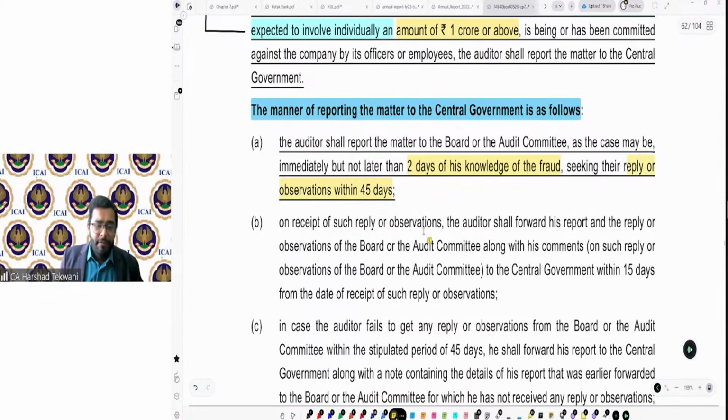On receipt of the observation or response from the management or board of directors, the auditor is required to forward his report and the reply he has received from the board or directors to the central government within 15 days from the date of receipt of such observation. So the next time limit is within 15 days from the date the reply is received from the board or audit committee.